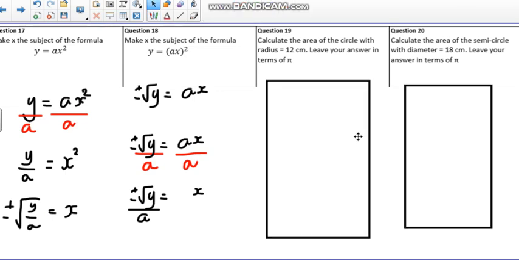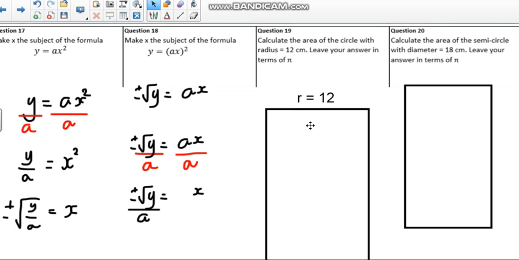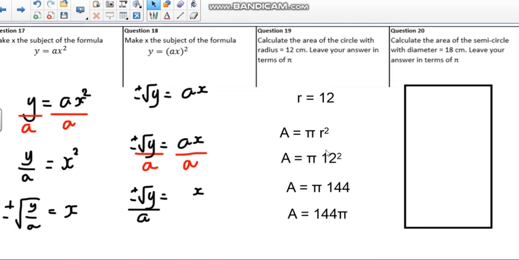Okay, so question 19, calculate the area of the circle with radius 12 centimetres, leaving your answer in terms of pi. So I'm going to write down first that the radius is 12, then I'm going to write the formula, area is pi r squared. Now I'm just going to substitute 12 for the r, so we get that the area is pi times 12 squared. 12 squared is 144, so we get pi times 144, which we would normally write as 144 pi.